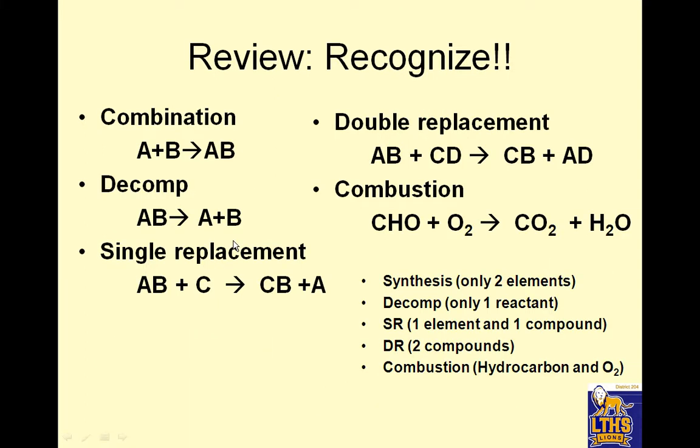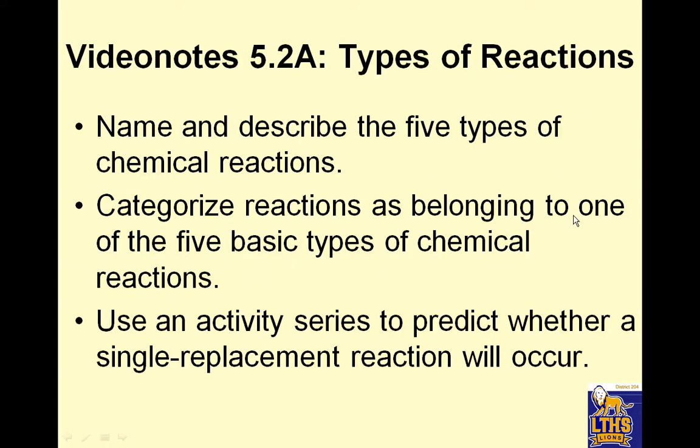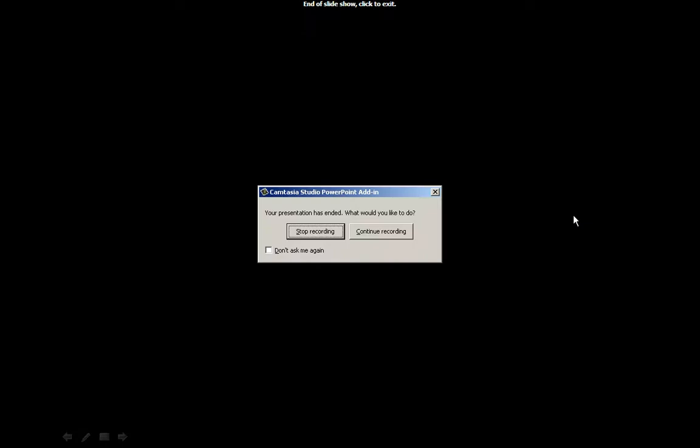All right, to review. This is what we're looking for. A little more Jackson 5. Make sure you can recognize all the types of reactions, whether you're given the whole thing or just part of it. Okay, so can you describe the five types, categorize the five types, use an activity series, and solubility rules. See you soon.